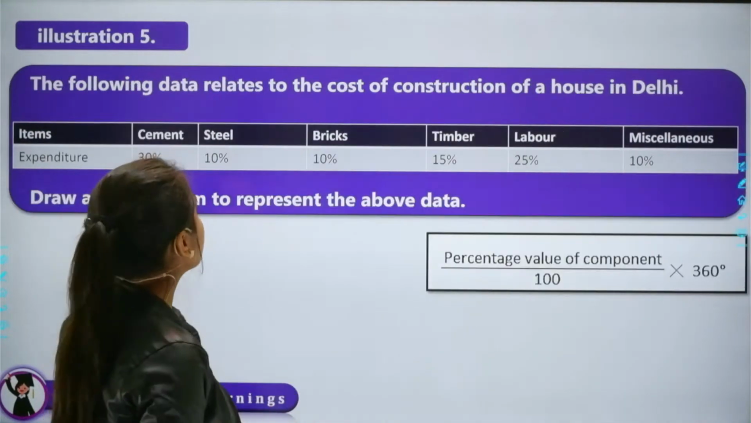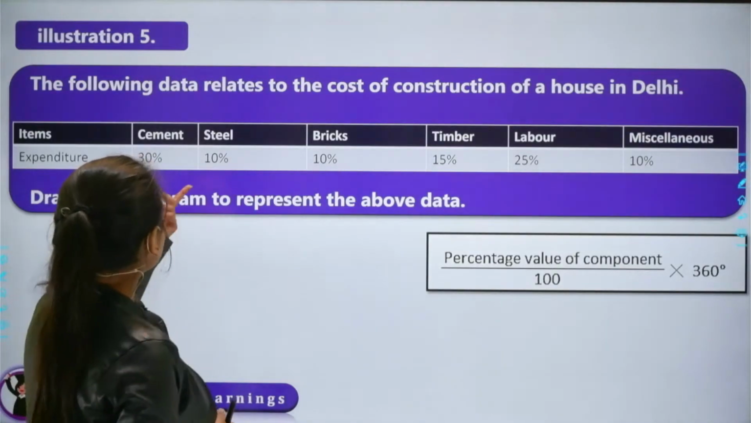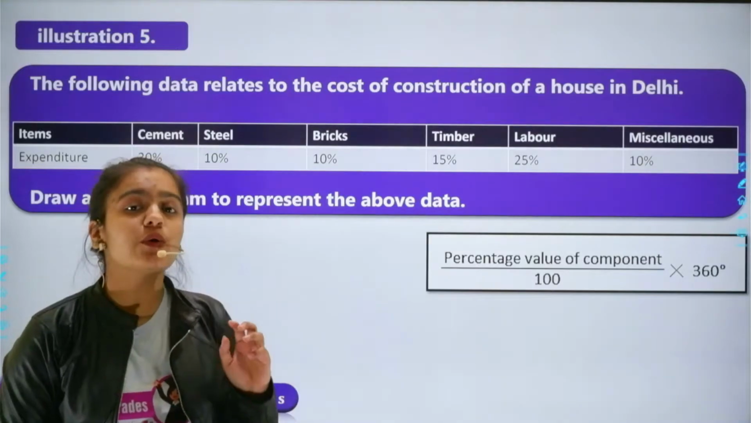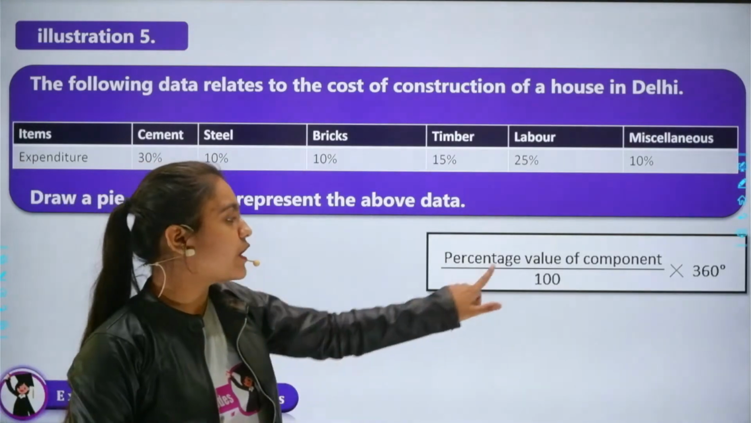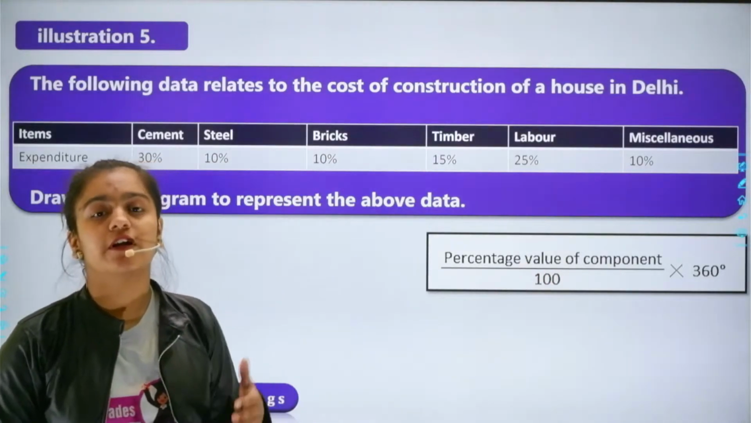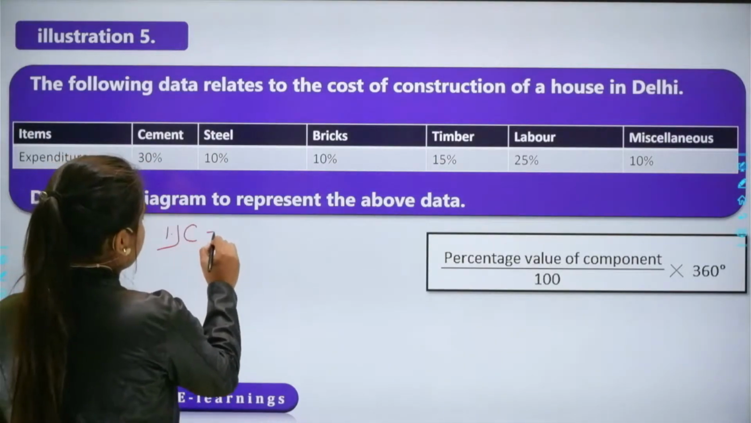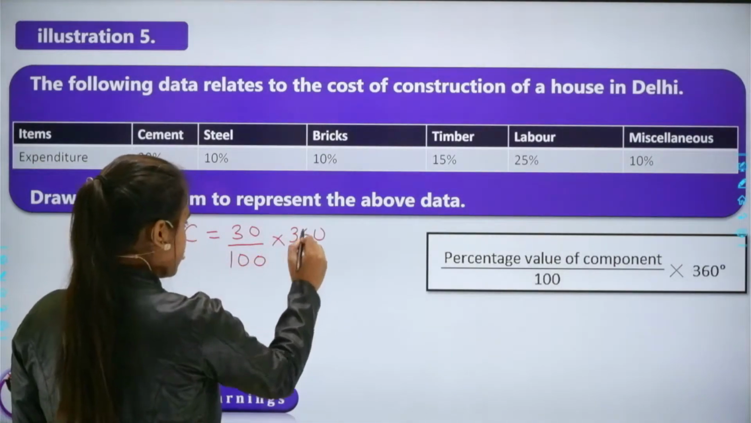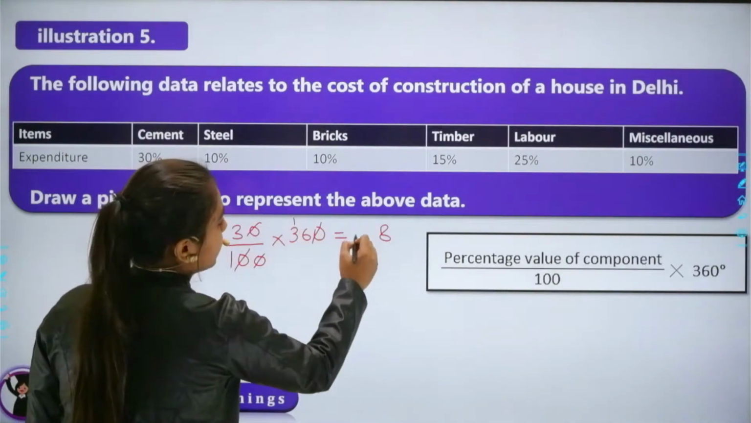Next is, the following data relates to the cost of construction of a house in Delhi. Now the percentage is given. The difference here in this question is that the percentage is given to you. You need to convert the percentage into degree. To convert your percentage into degree, you can use this formula: percentage value of component upon 100 into 360 degree. First of all, 30% is given for cement. So 30 upon 100 into 360. Cancel this. 3 6s are 18, 3 3s are 9, 10, 108 degree.